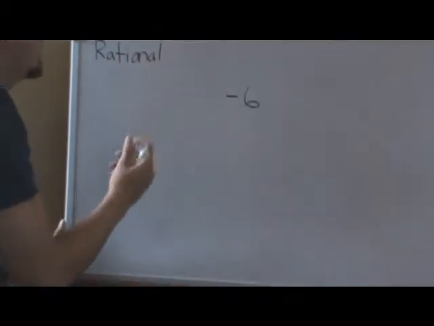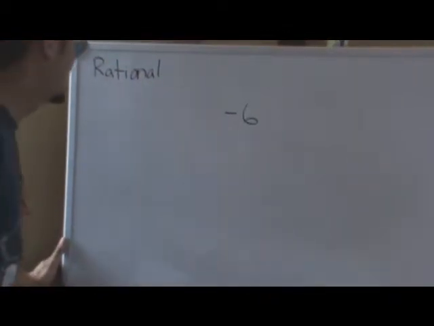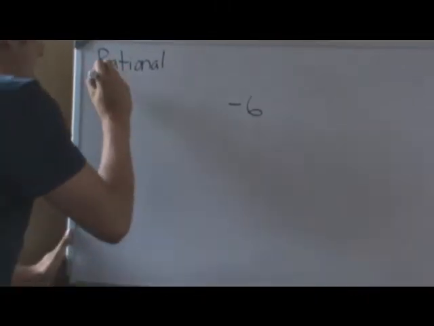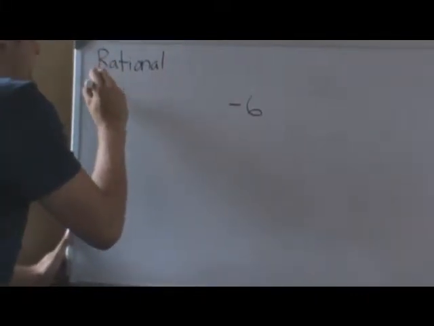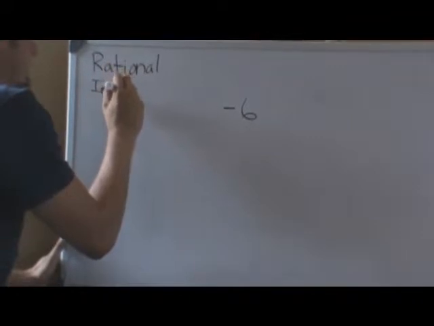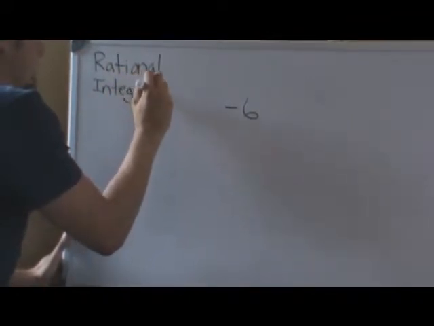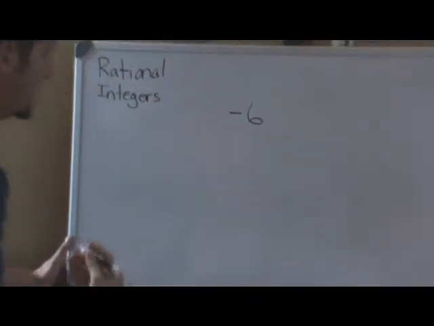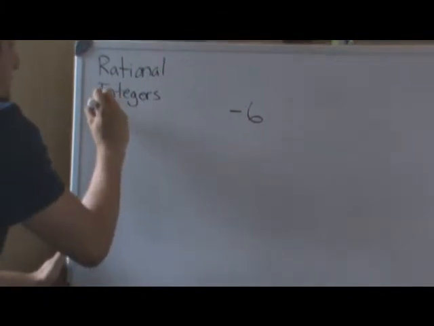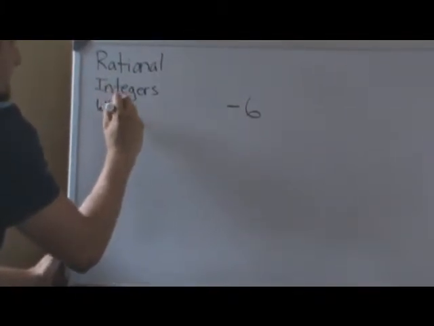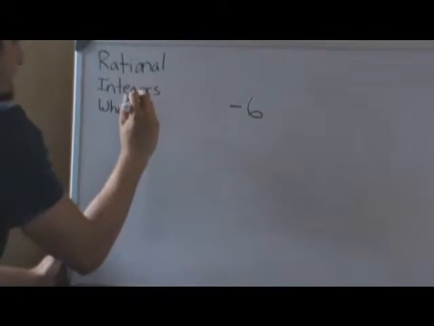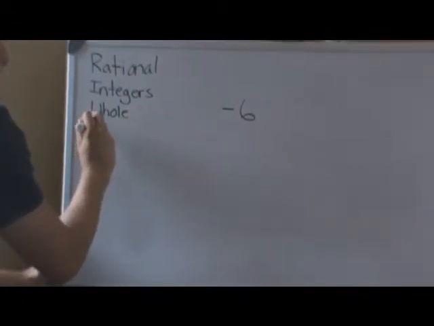And if you're part of the rational group, within the rational numbers, you've got integers. And within the integers and the rational numbers, you've got whole numbers. And within the whole numbers, you have natural.